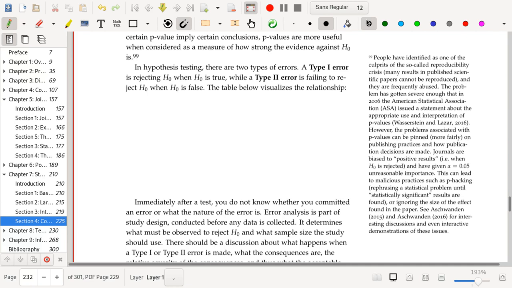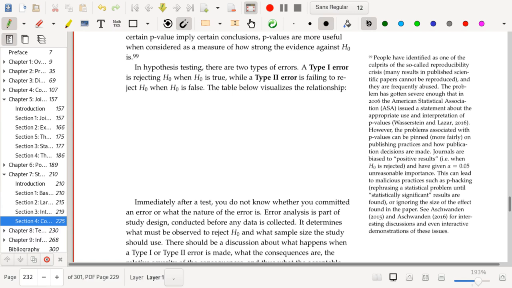So let's go to a simple example where we're trying to decide whether a coin is fair or not. A type 1 error would be when you say a coin isn't fair when it actually is. A type 2 error is failing to reject the null hypothesis when the null hypothesis is false. So a type 2 error would be saying that the coin is a fair coin when the coin is actually not a fair coin.